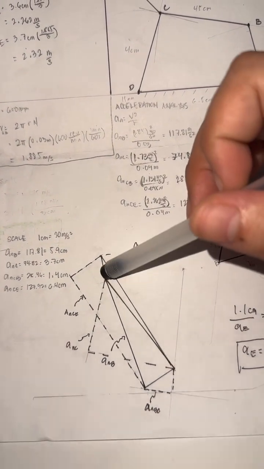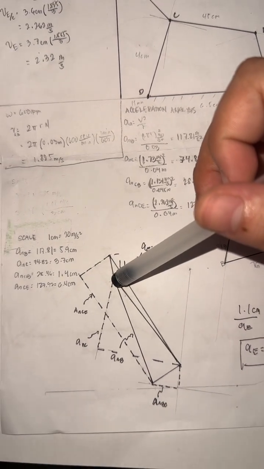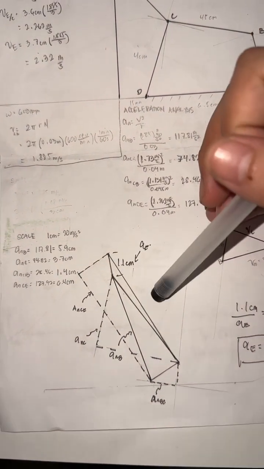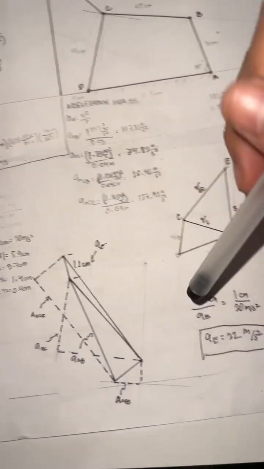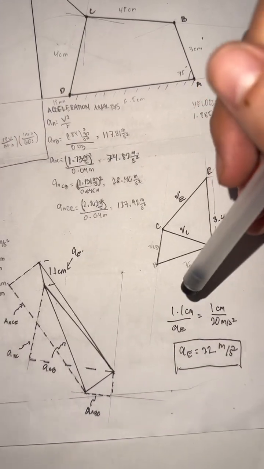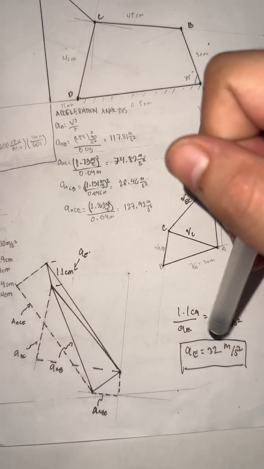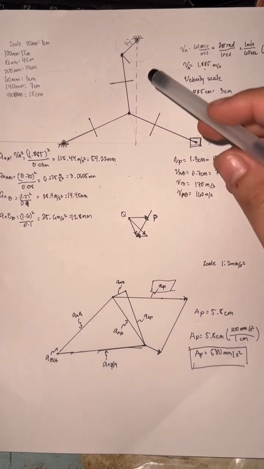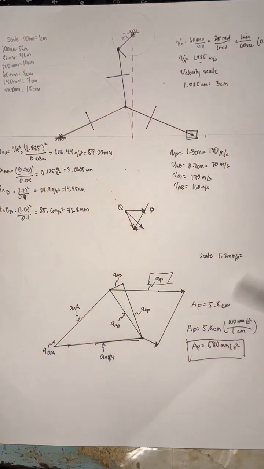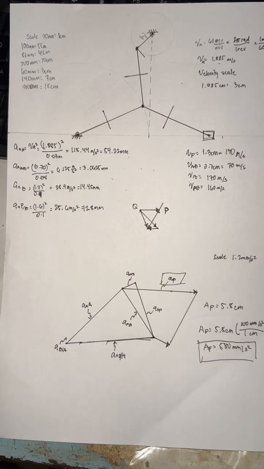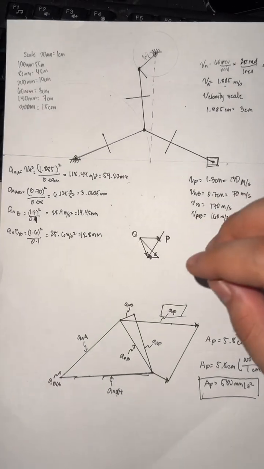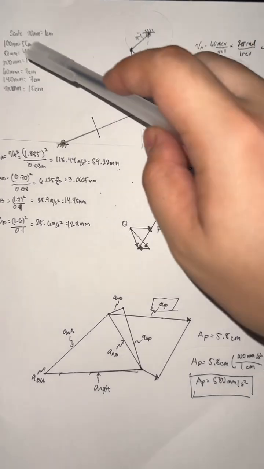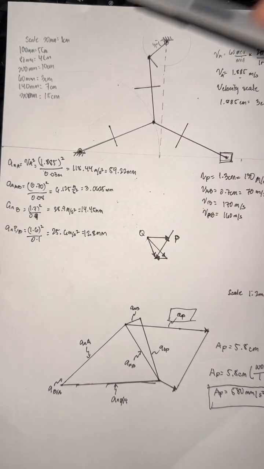And in plotting all of that, we will get that the acceleration of E moves at 1.1 cm, which, when we put it in our ratio, is equal to 22 meters per second squared. So in number 2, this given kinematic diagram here, our scaling is 20 millimeters to 1 cm.